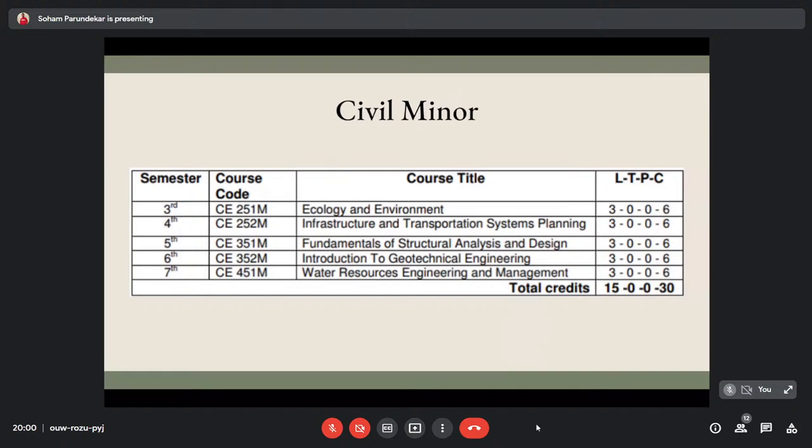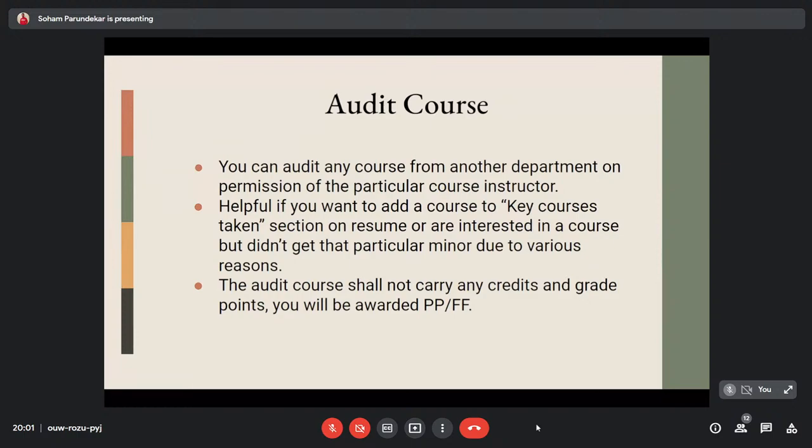Okay, so now we'll talk a little bit about audit courses. So what are audit courses? You can audit any course from any department if you have the permission from that course instructor. Audit courses are those which have only PP or FF, so you either pass or fail. There are no credits or grade attached to that course. These are helpful if you want to add a particular course taken to your CV or resume. There you have a key courses section, so you can add a course there.